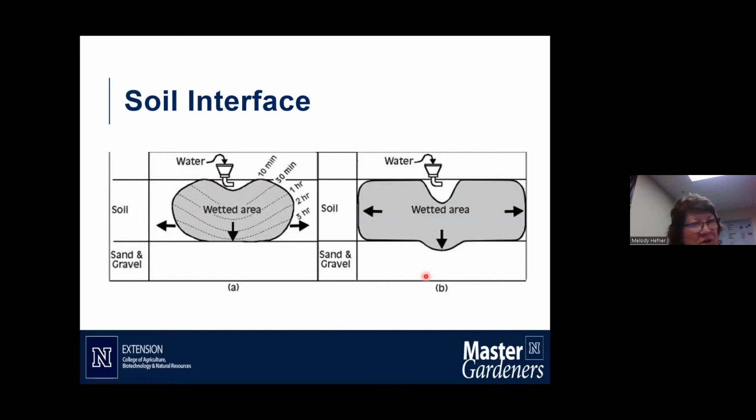And it seems counterintuitive. It seems that gravity would be helping out here, but it won't move till it's saturated that different layer. It won't move to the lower layer. So we just want you to be aware that that can happen. So don't put a big layer of rocks in the bottom of your planting pot or in the bottom of your raised beds.